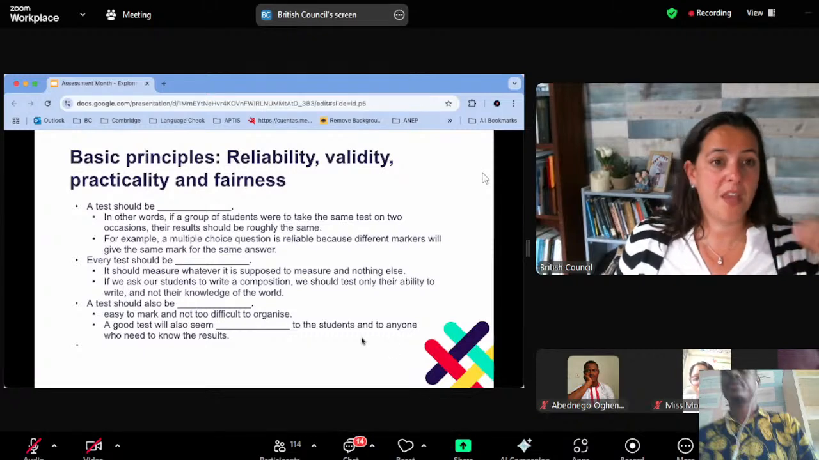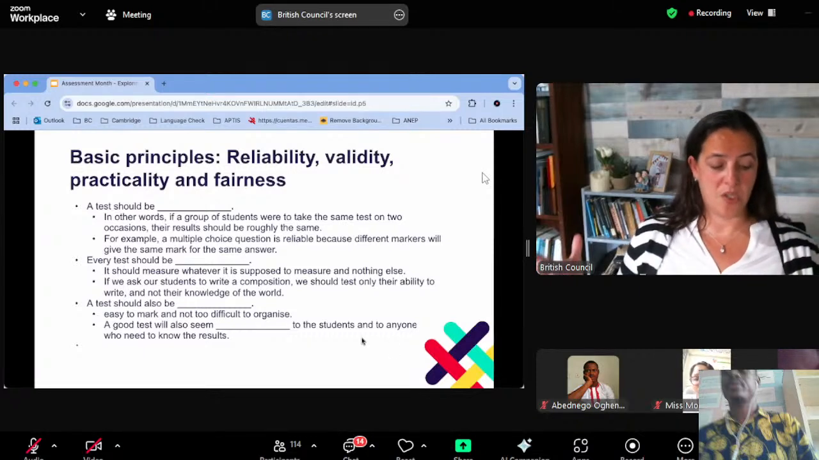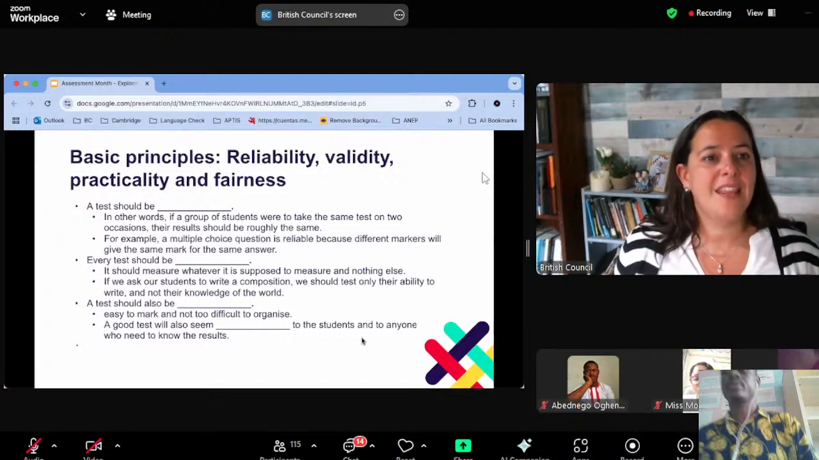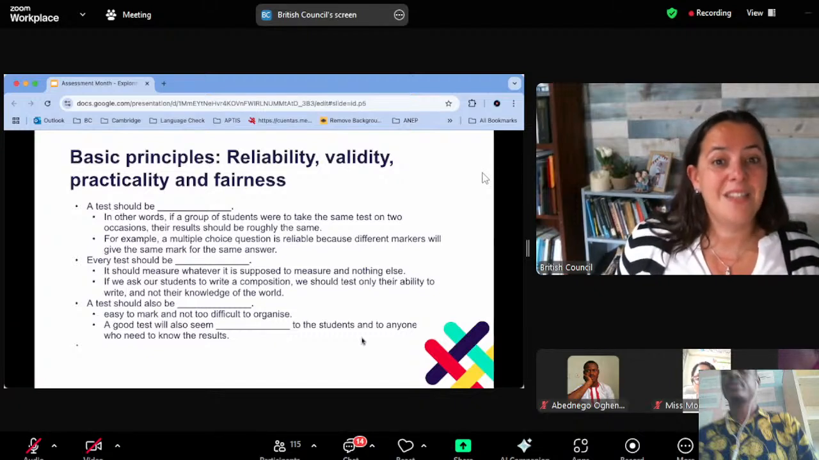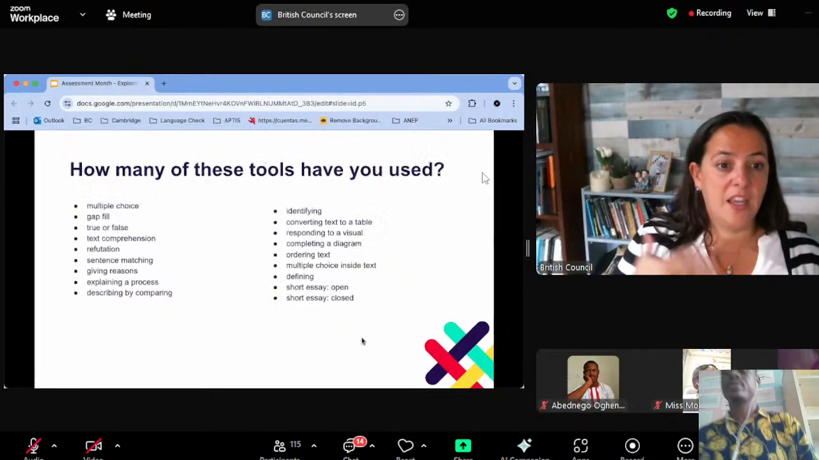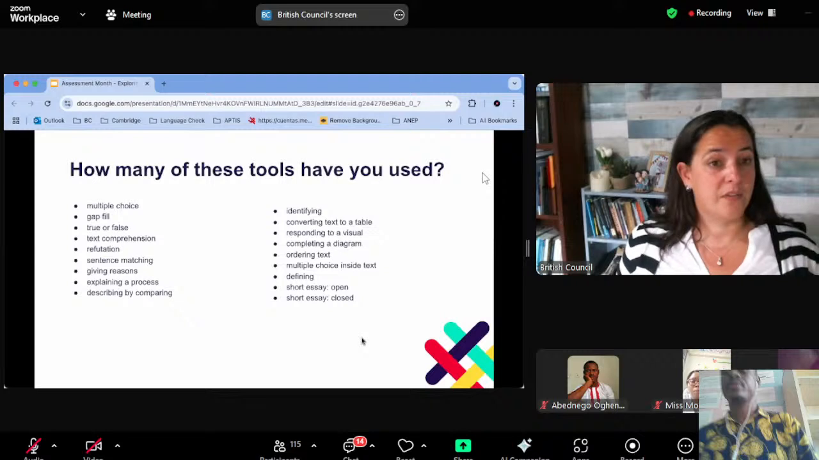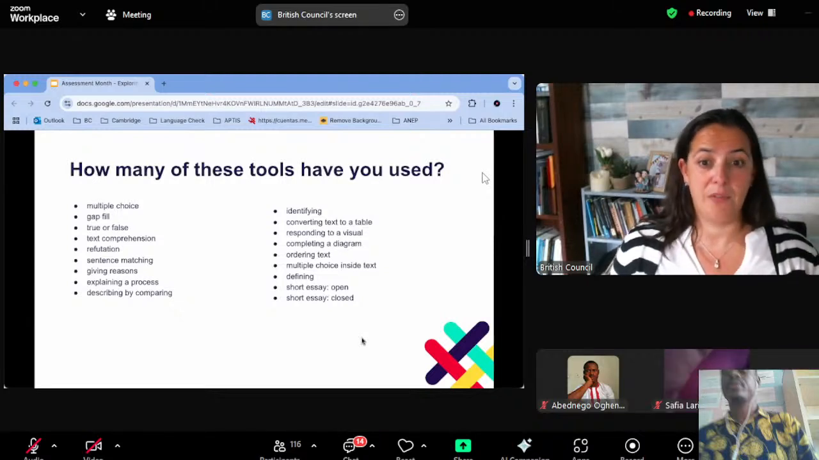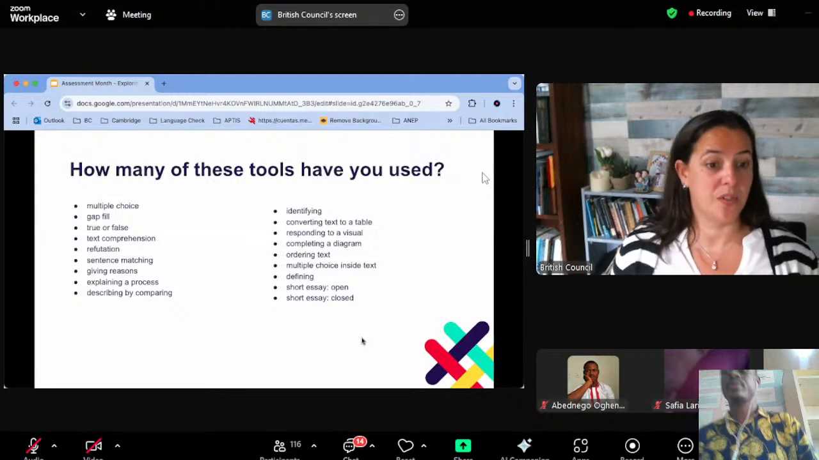So when we think about testing, one of the questions was, is there an alternative to the traditional test? Of course there is. There are many things that we can do, many activities that we can include within those tests. Here, for example, are some of the tools that you probably have used sometime. Have a look at these. How many of these have you used?